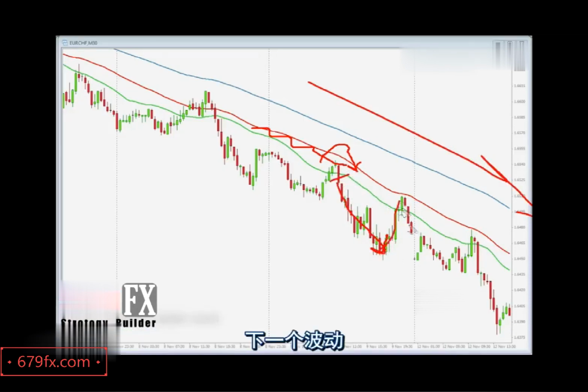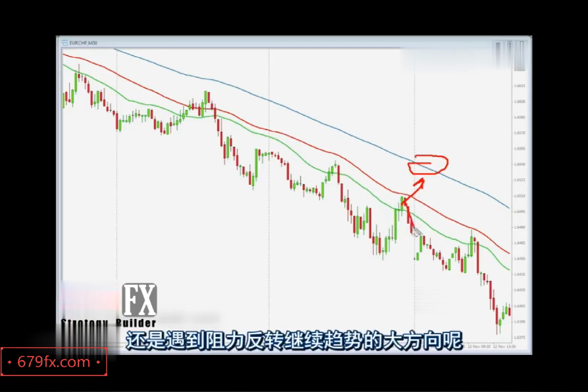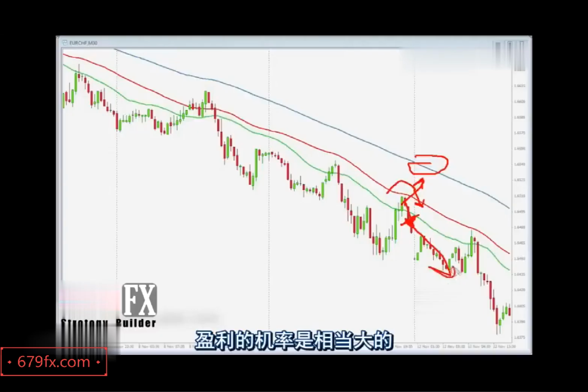Next swing up, okay, another pullback. We reach the dynamic area of resistance. Another decision taking area. What's the chart gonna do? Is price going to breach through and touch the 100, or is it going to curl around in the direction of the trend? If it does curl around in the direction of the main trend, enter short there, man. It is indeed a high probability trade.